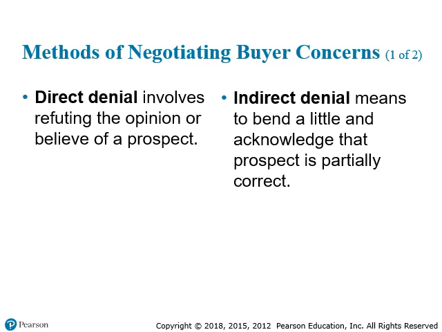The third learning objective is to discuss specific methods of negotiating buyer concerns. And there are 8 specific methods of negotiating buyer concerns. In analyzing each buyer concern, we should try to determine which method could be most effective. And in most cases, we can use a combination of the following methods to negotiate those concerns.